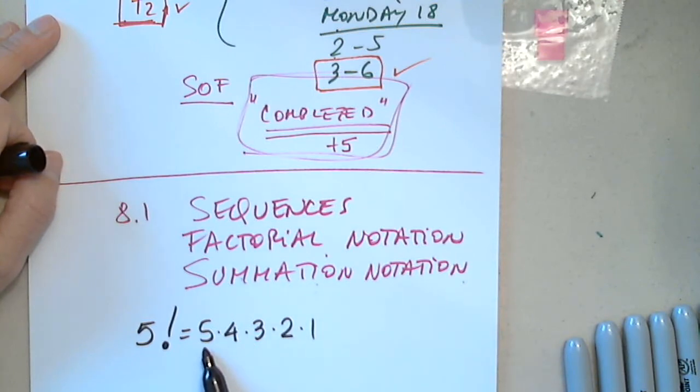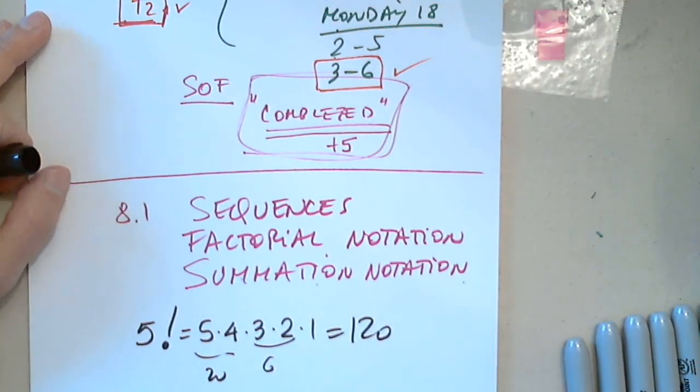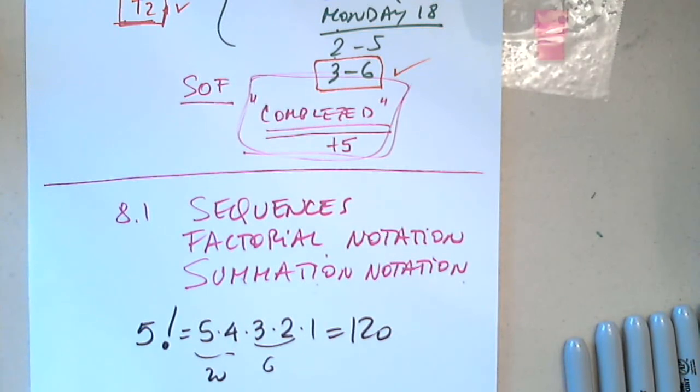So then when I multiply these two, I get 20. When I multiply these two, I get 6. 20 times 6 is 120. 5 factorial is 120. Let's take our calculators and see where this is in the calculator.